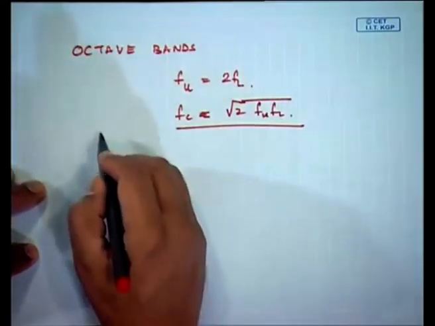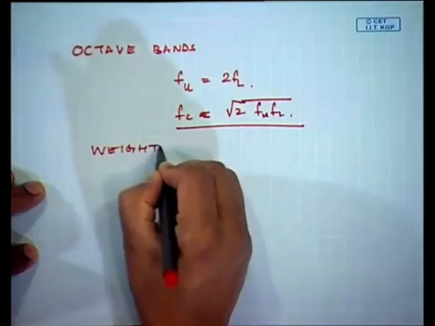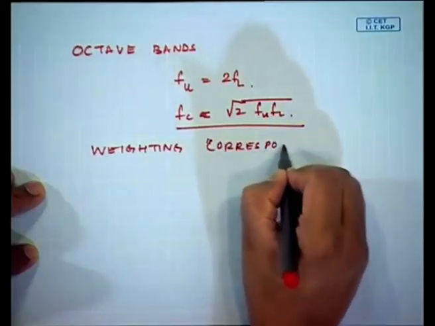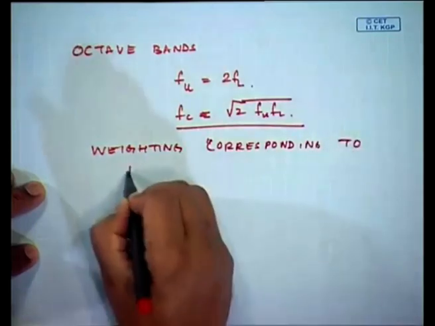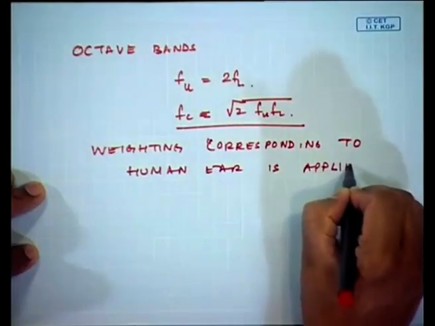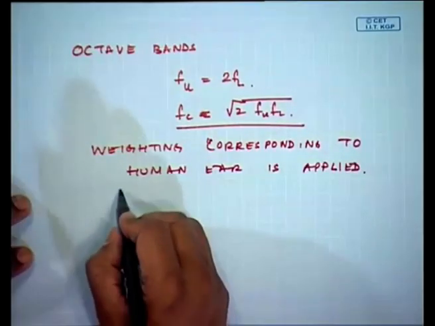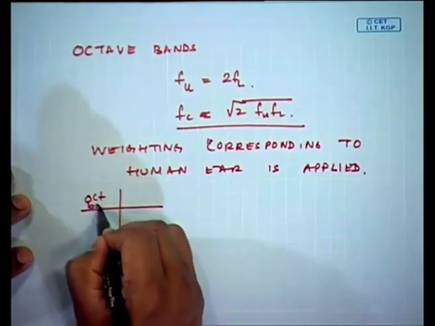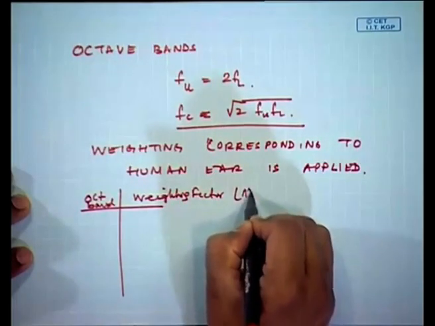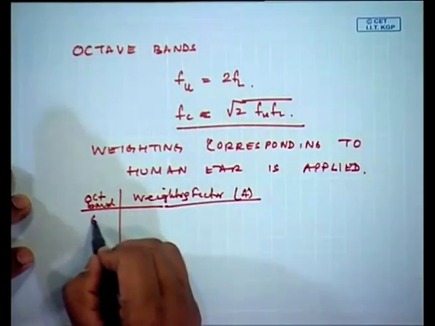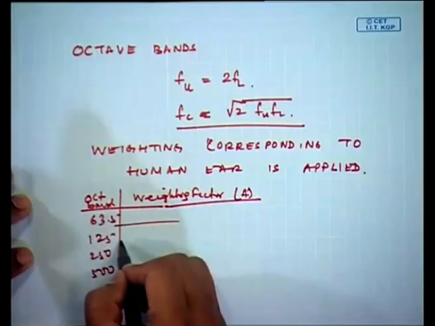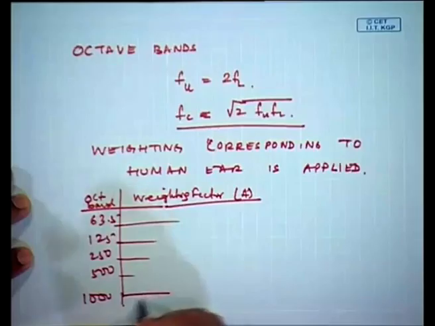So, in every octave band such weightings corresponding to the human ear are applied. Okay, if you go into the handbooks, you will see for every octave band where the weighting factor is, and this is known as the A weighting factor. So 63.5, 125, 250, 500, etc. For all these octave bands, you will see what the weighting factor is, but for 1000 hertz, this is about 0 and so on.